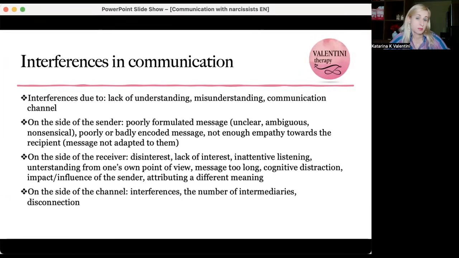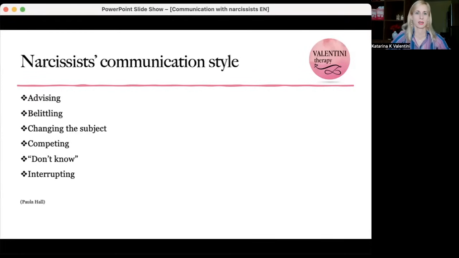And disconnection. If we are talking on the phone and the line is disconnected, then that's an interference as well. Imagine how you feel if you are in the middle of a very heated argument and you're just about to present your side of the story and the line gets disconnected. It's pretty frustrating.